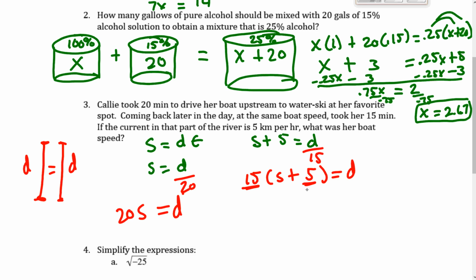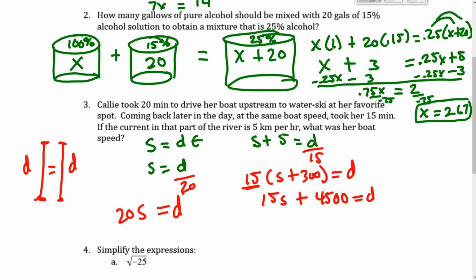So if you don't want fractions, then you convert 5 kilometers per hour, so just times that by 60, because there's 60 minutes in 1 hour. So you can switch this to 5 times 60, that's 300, so 300 minutes. Now we can distribute that 15, so 15s, and then 300 times 15 is 4,500.